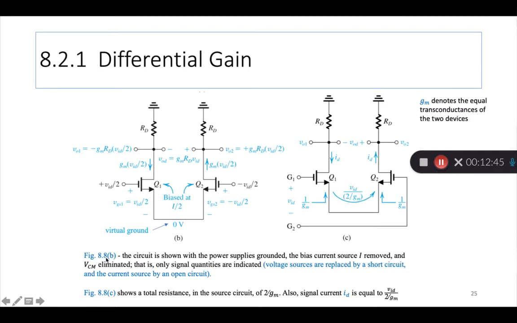So, figure 8.8b, the circuit is shown with the power supplies grounded, the bias current source I removed, and VCM eliminated. That is, only signal quantities are indicated. Now, one more way to understand this is that to perform small signal analysis, you can take the bias voltage sources, replace them with a short circuit, and take the current source and replace it with an open circuit.